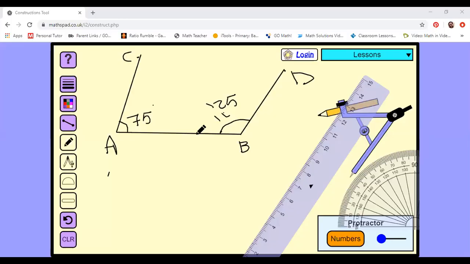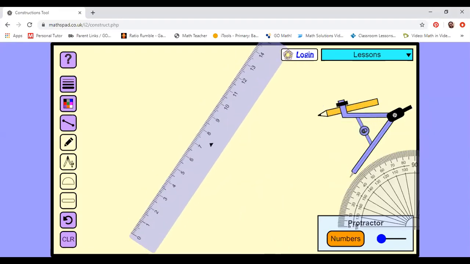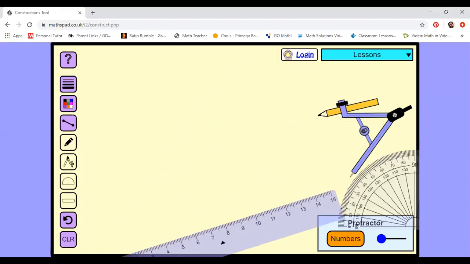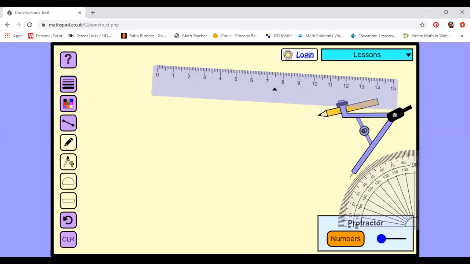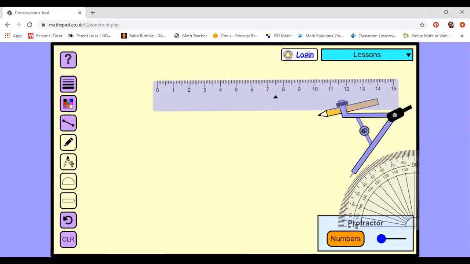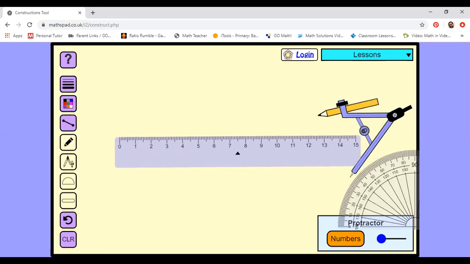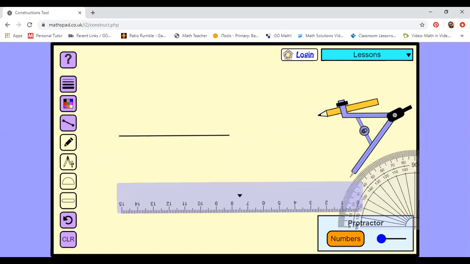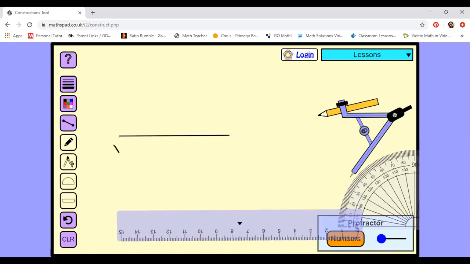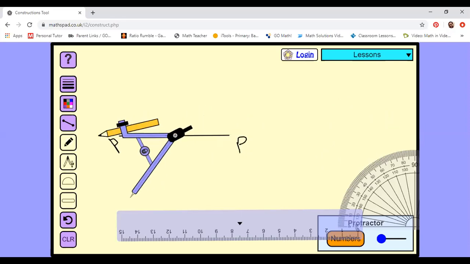Let's go back to the construction page. Clear. We will use the ruler first. Let's make a nice horizontal line to construct the triangle on it. We said the longest side will be 7 centimeters, so we take 0 to 7. The point here was P and here it will be R.